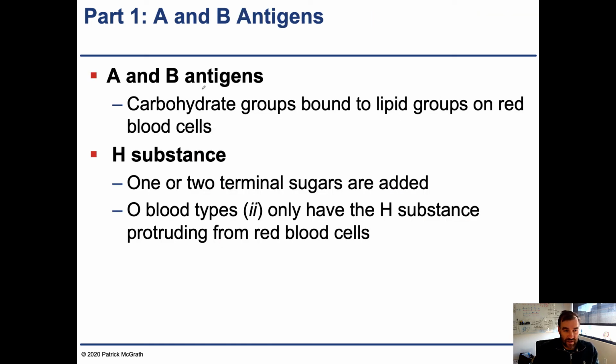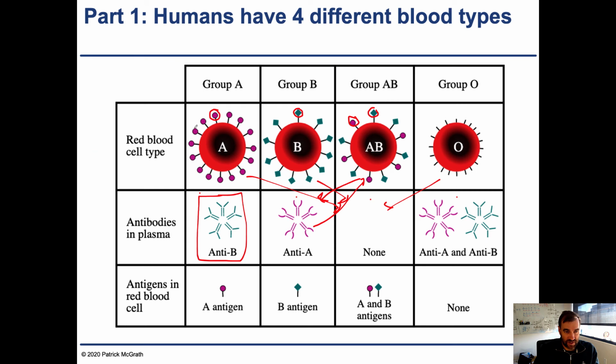So what exactly are these antigens? These are carbohydrate groups that are bound to lipid groups on red blood cells. These things right here are carbohydrates that are attached to the lipid groups, on the cell membrane.